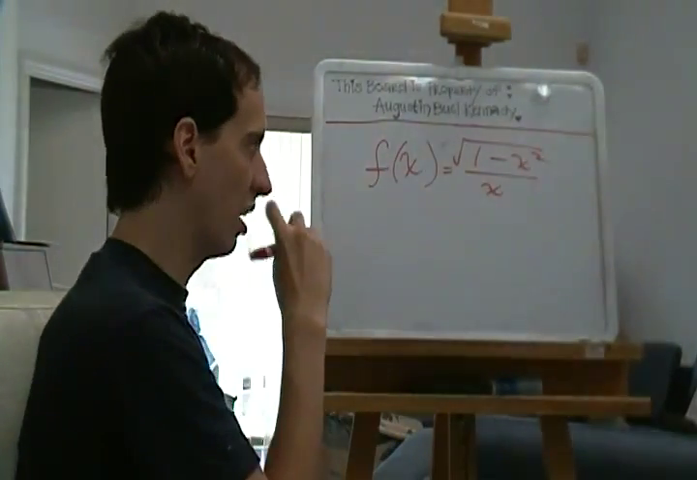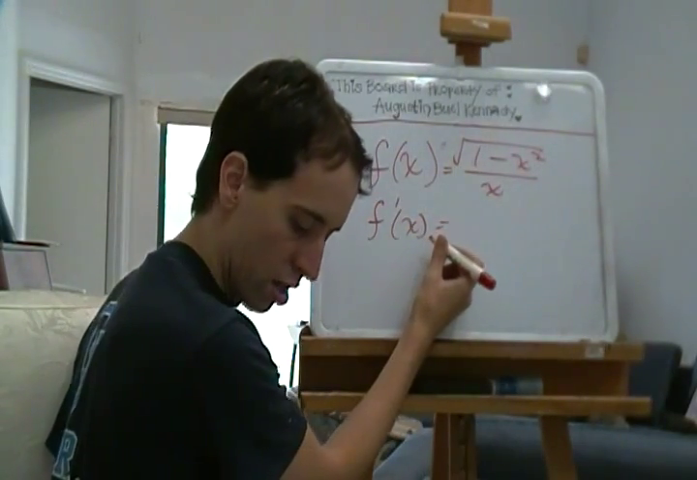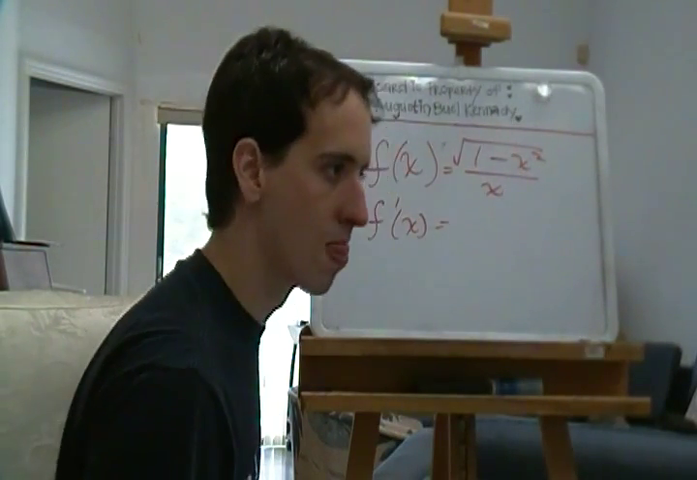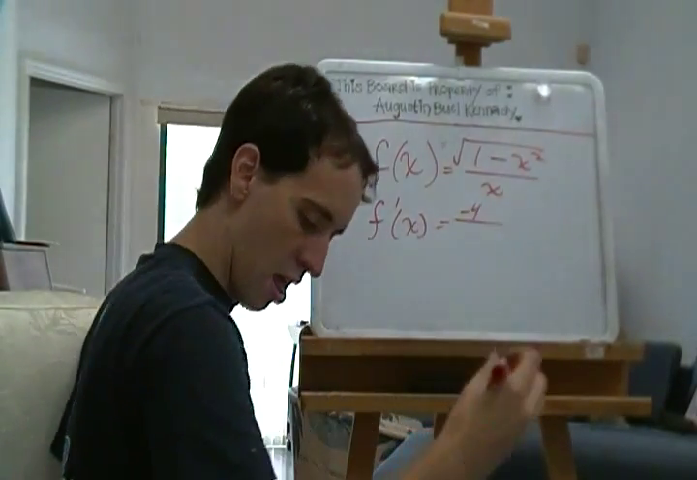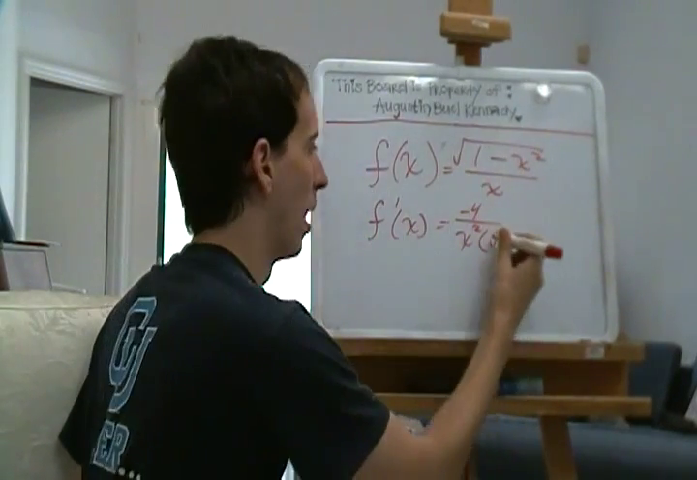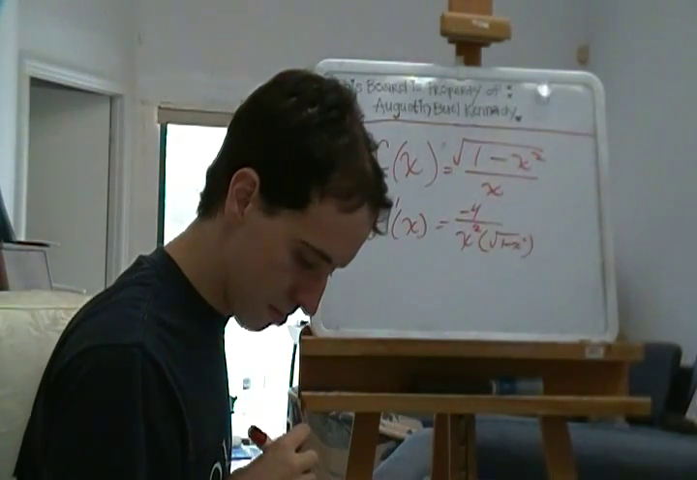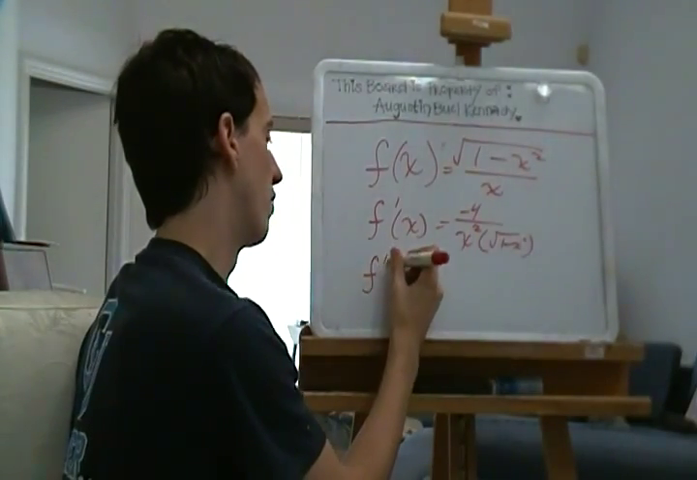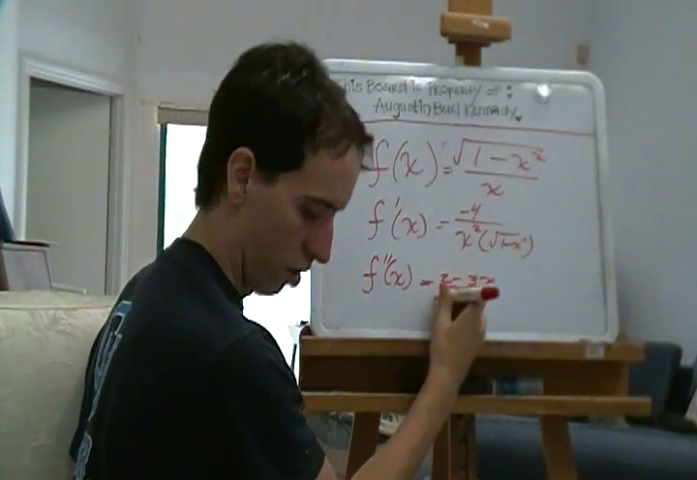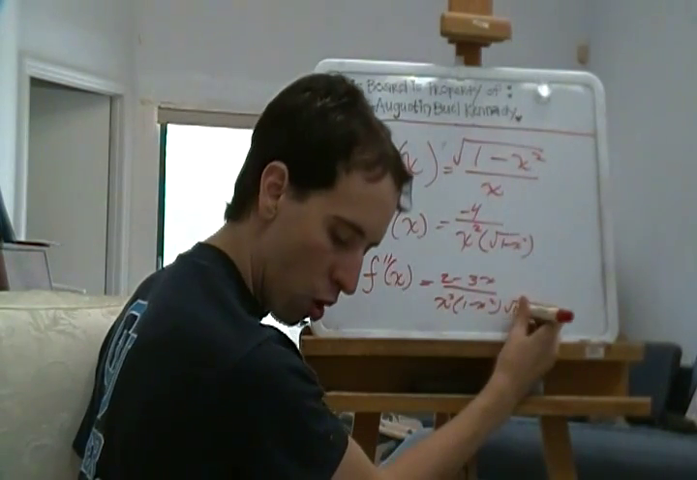Then you can go for the increasing and decreasing tests. F prime of x, you should have gotten negative, is that a 4? I can never even tell my own handwriting sometimes. I believe it's -1 over x squared times the square root of 1 minus x squared. And then the second derivative is going to be 2 minus 3x squared over x cubed times 1 minus x squared times the square root of 1 minus x squared.